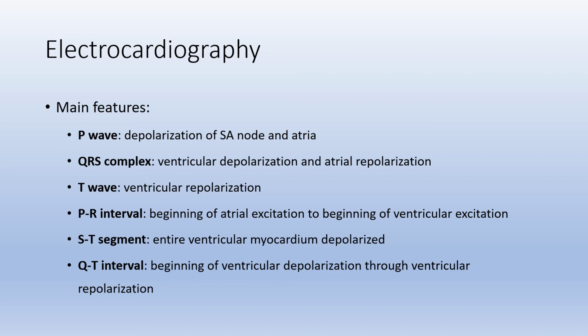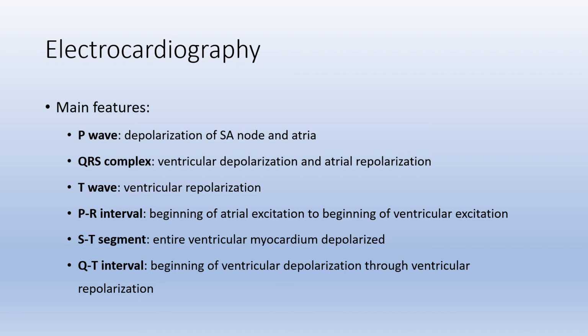So the P wave is representative of the depolarization of the SA node. So what happens is the SA node fires. It generates an electrical impulse and spreads throughout the left and right atria. In response to that depolarization, we then see the atria contract.